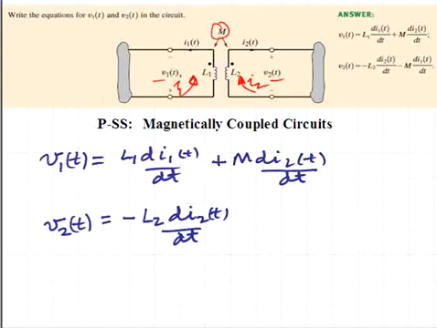and likewise the previous voltage V1 was indicated as having a positive mutual inductance term in its expression, so the mutual inductance will also be positive for this relationship, but again, because of the labeling of the current I2 and the voltage V2(t), it will actually be minus M di1(t)/dt.